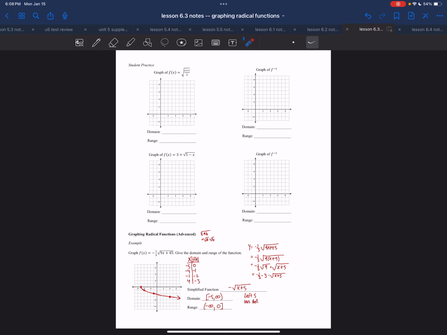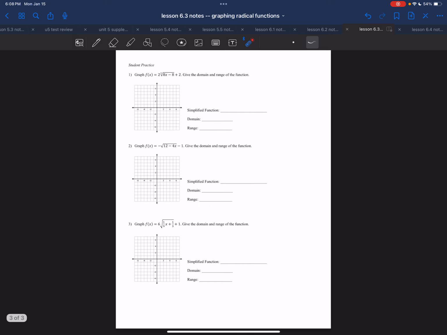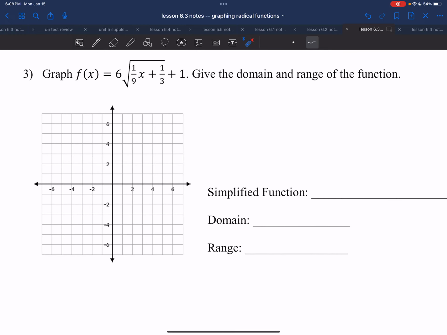I will do these other ones, but I know what you're probably waiting for is how to do number 3 on this practice. So I'm going to go ahead and do that one because it's different. Well, it's kind of different from all the other ones. And I'll talk about this one.